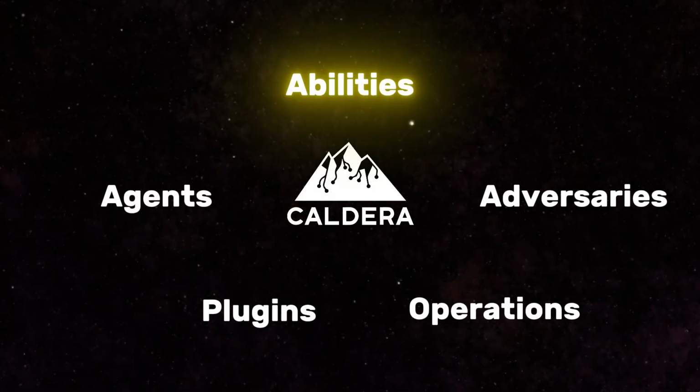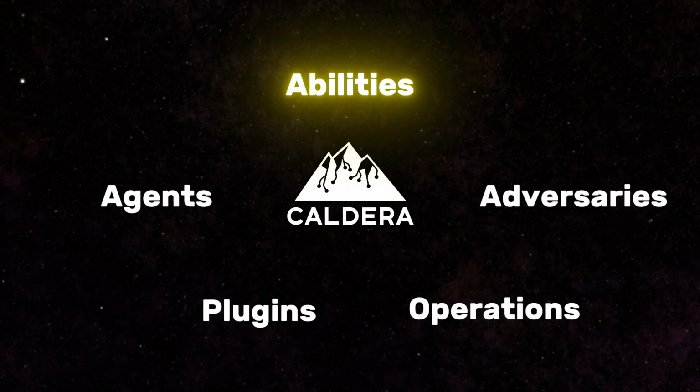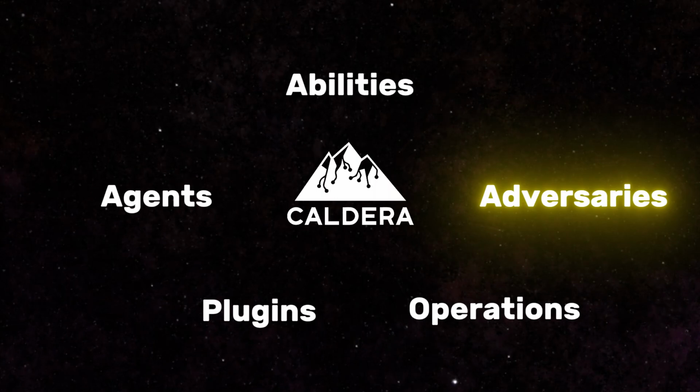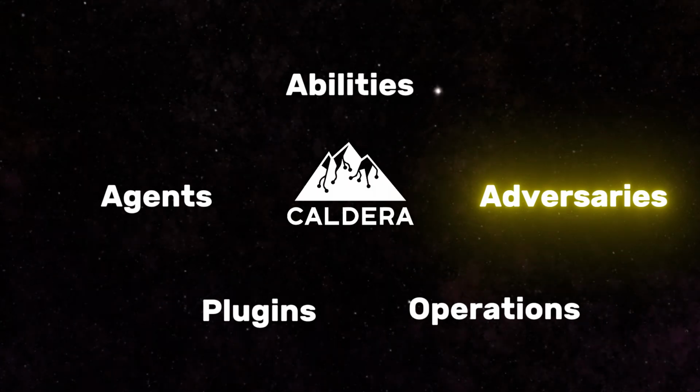And abilities are TTP implementations that agents execute. They typically have information on commands to be executed, compatible platforms, payload, etc. Adversaries are groups of abilities attributed to a known threat group. Right, so selecting an adversary profile will determine which abilities will be executed by the agent.